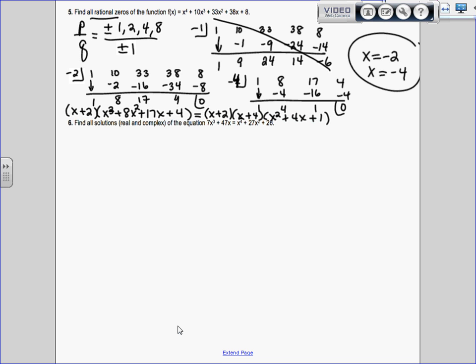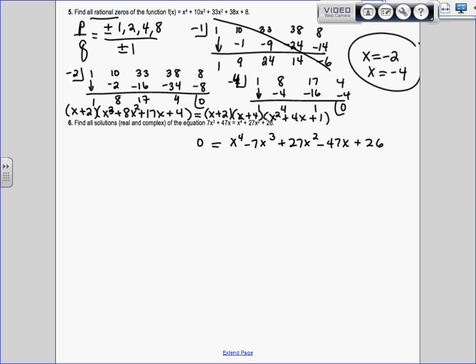So first we need to get everything on one side of the equation and set it equal to 0. I'm going to start out with the x to the fourth, so I'm going to move everything to the right side. So I have x to the fourth minus 7x cubed plus 27x squared minus the 47x, and then plus 26. I'm just moving the 7x cubed over and the 47x over.